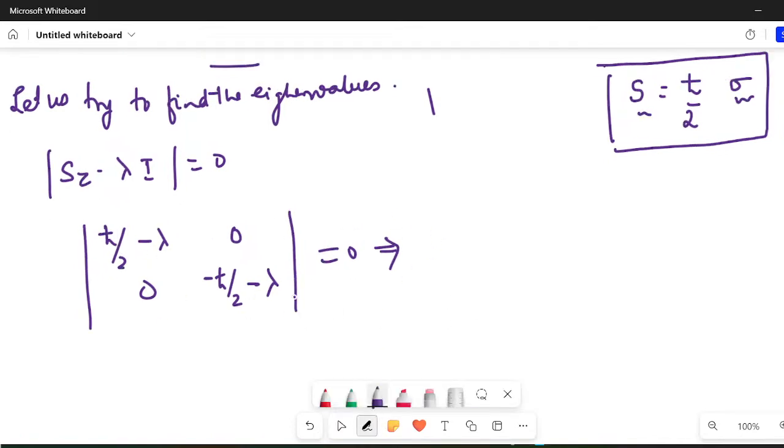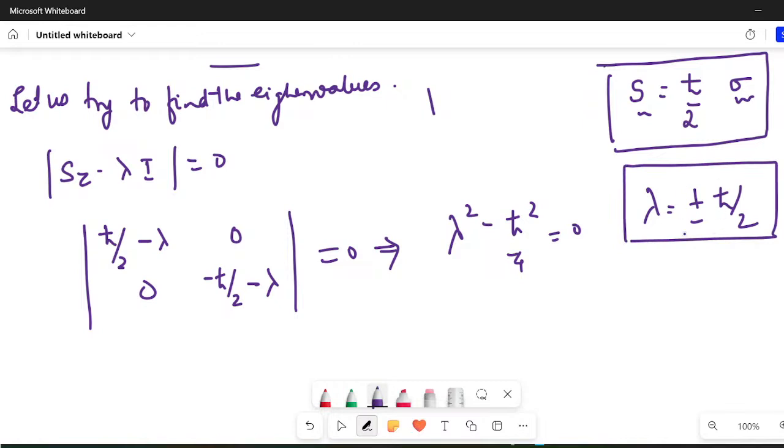That I'll do. From here you can clearly see this would be lambda squared minus h cut squared upon 4 equals 0. So your eigenvalues would be plus minus h cut upon 2. There would be 2 eigenvalues, corresponding to spin up and spin down. When we get to quantum mechanics, we will see these correspond to ms values. I'm not getting into that right now, but just think that there are 2 distinct eigenvalues, and corresponding to these, I want to construct eigenvectors.